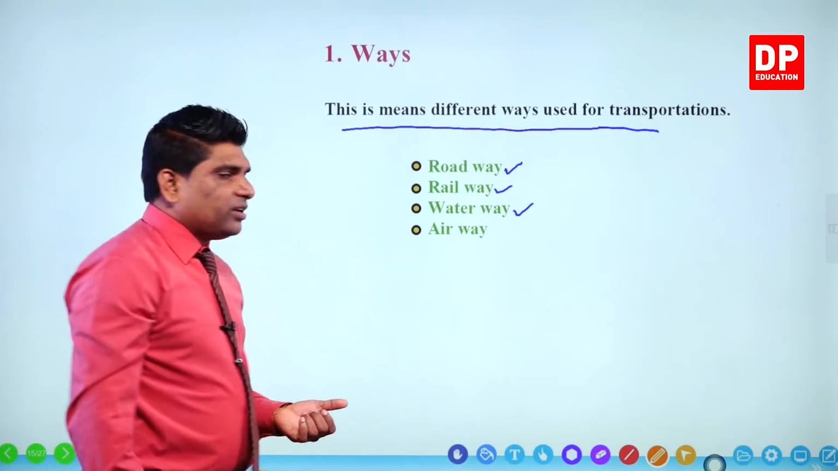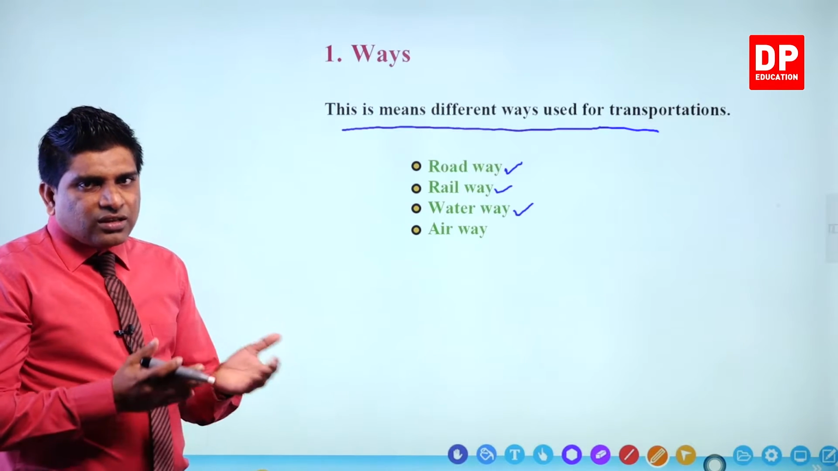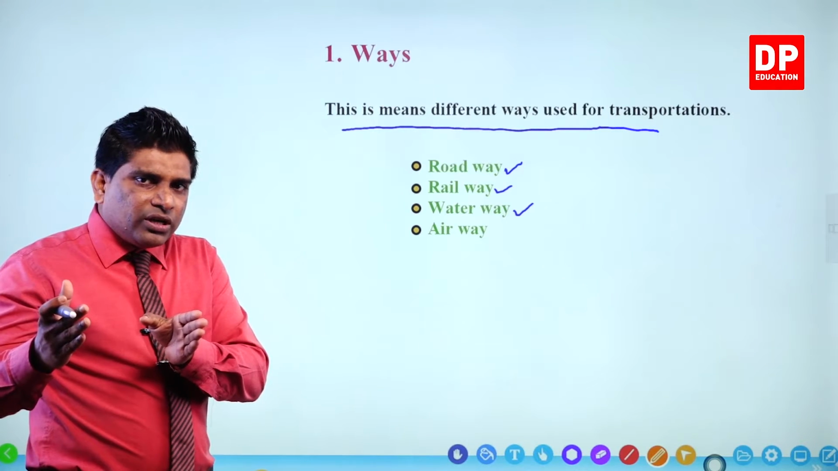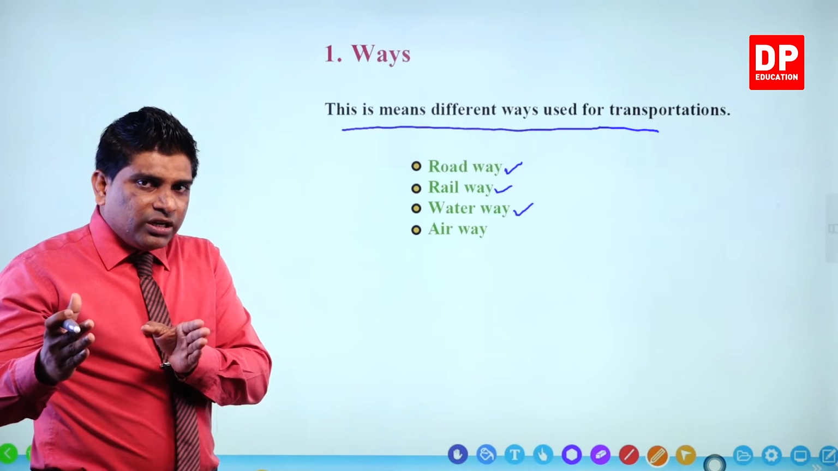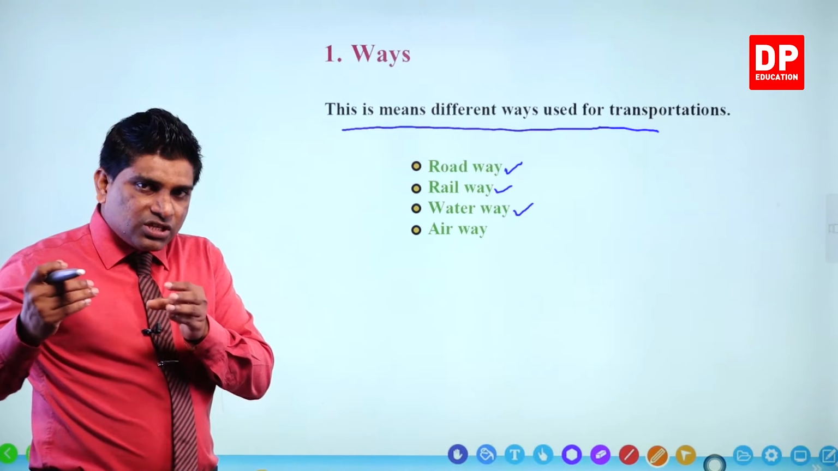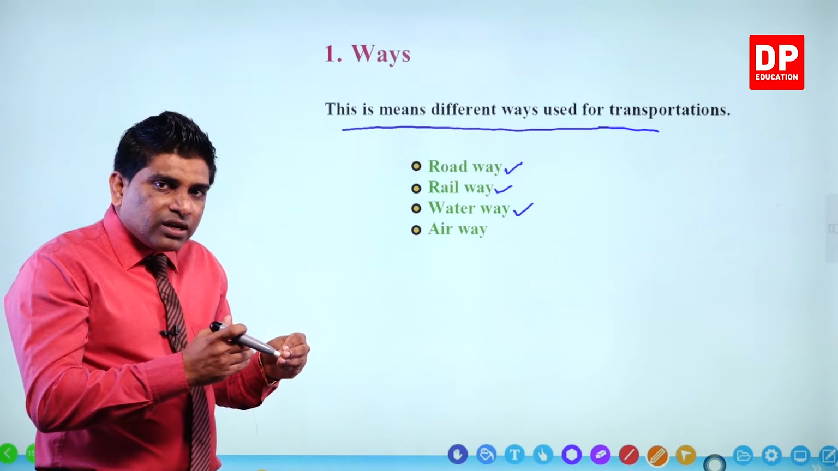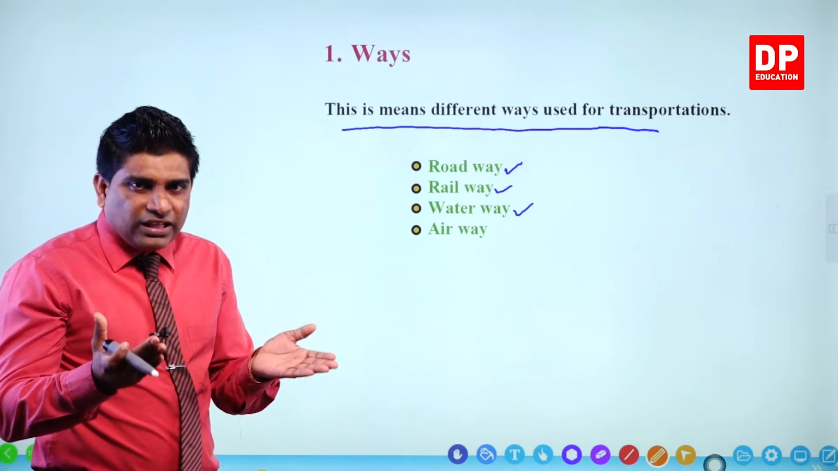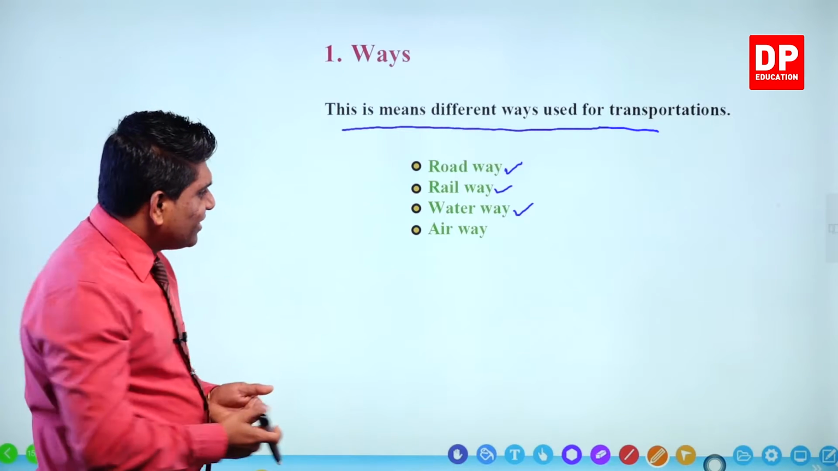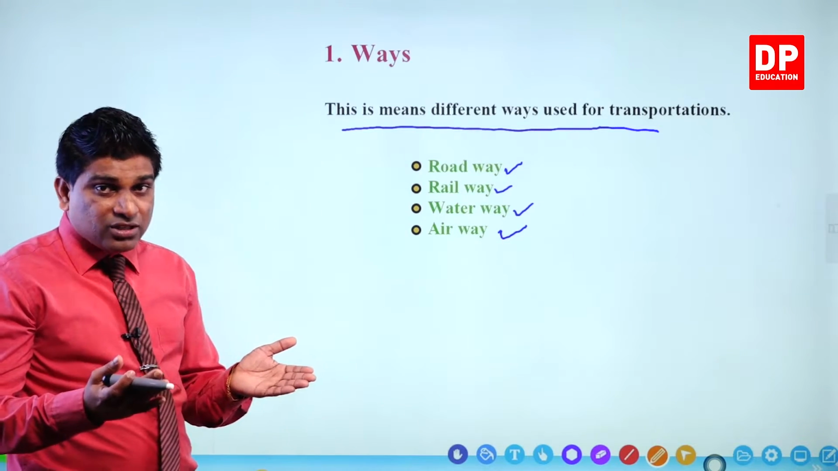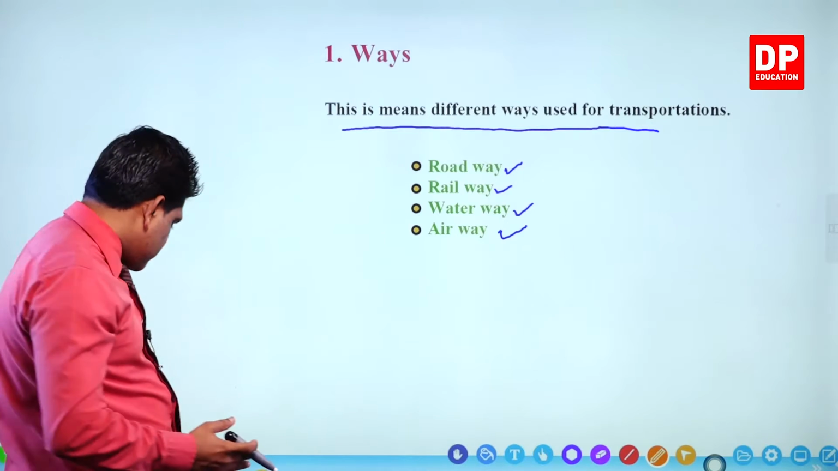The other one, waterway. If you use waterways, so remember, you can import your foreign orders to your country. They use ships to deliver their goods to your country. Then what is the way they use? Waterway, right? Then airway. If you use helicopter and aeroplane, it is airway.